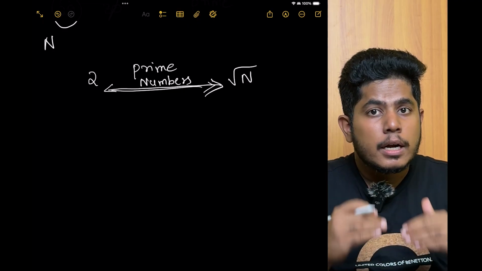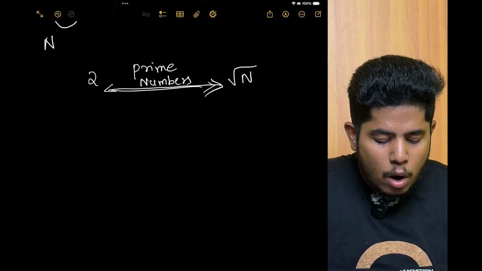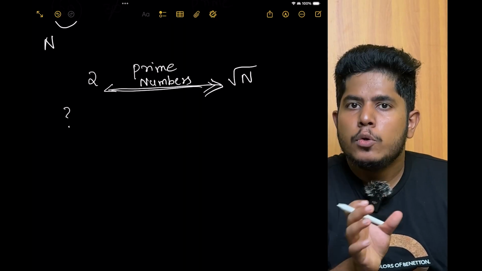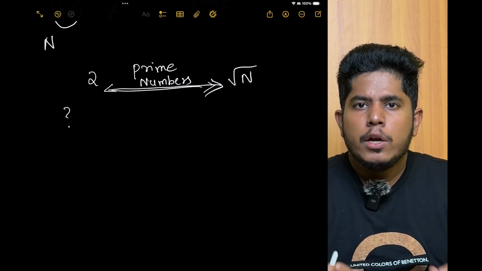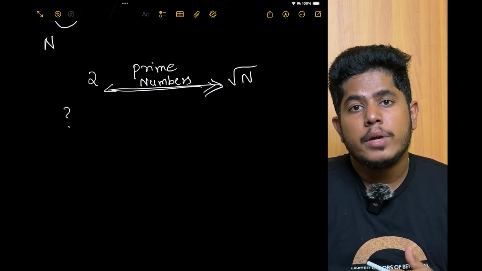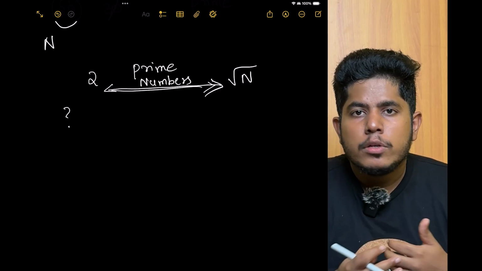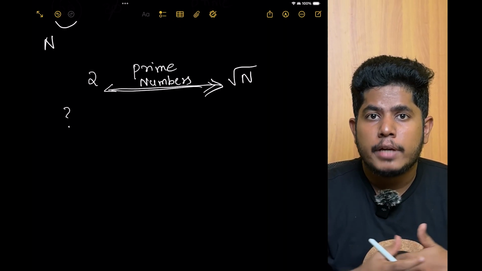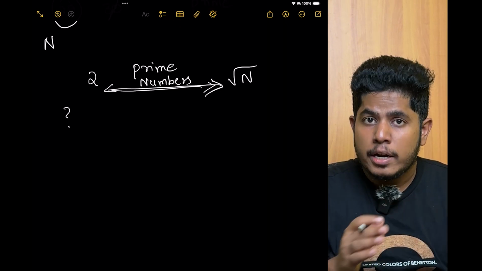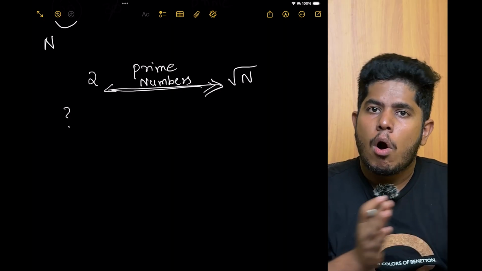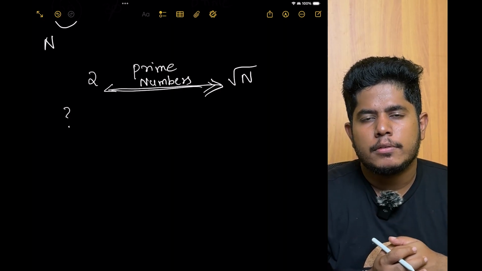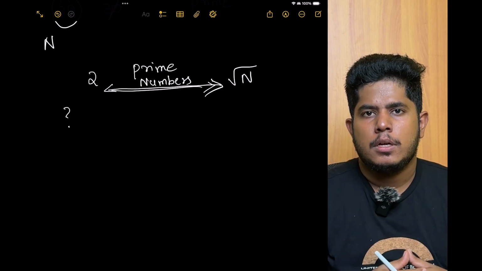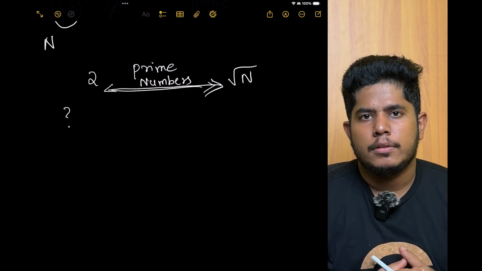But there is another question. How are we going to get all these prime numbers? Between 2 to square root of n, we need all the prime numbers. How are we going to get it? Are we going to generate it? If we have to generate it, it will take too much time. Rather than generating, it is better to take all the values from 2 to square root of n. Then what are we going to do to get those prime numbers between 2 to square root of n?